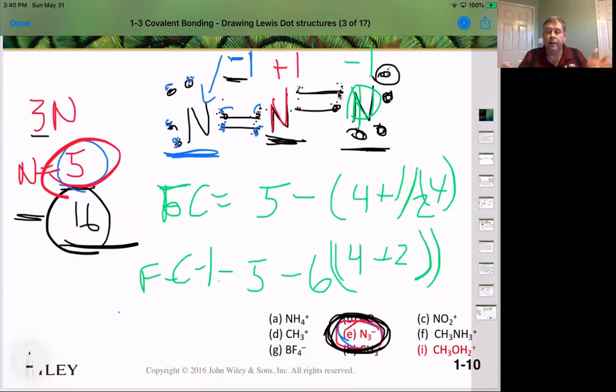Okay, so that concludes this section of 1.3 of our bonding with Lewis dot structures.